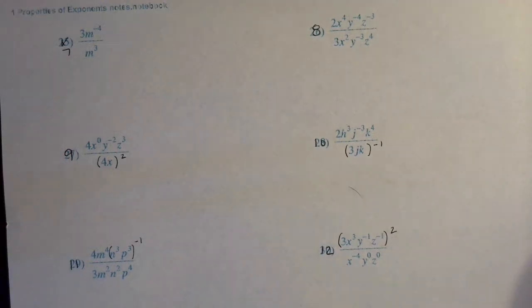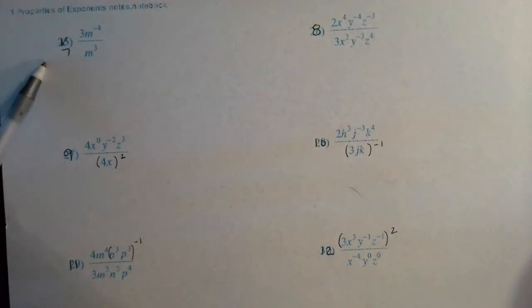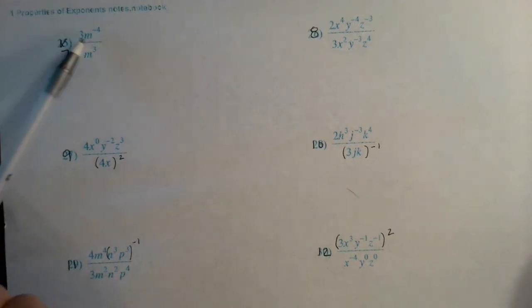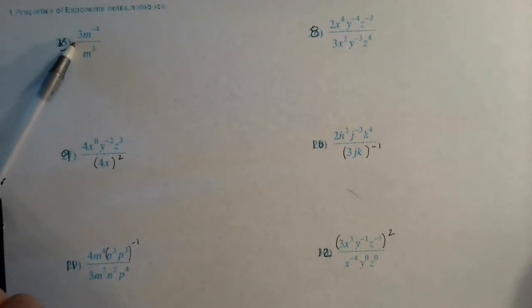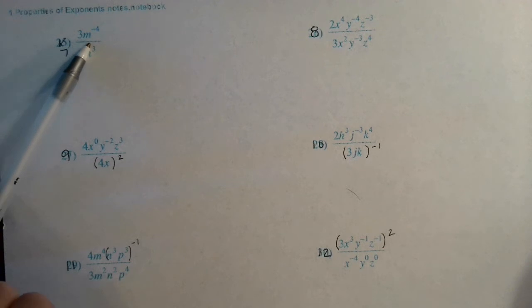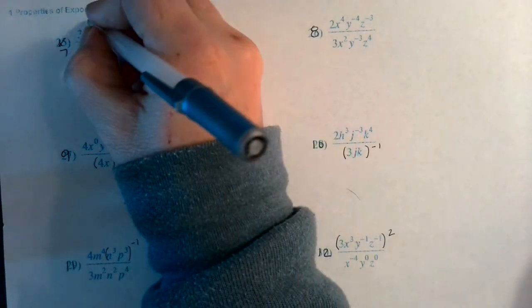All right, so I've got a few more examples to work through. So from number 7 here, I have one value that has a negative exponent. It's attached to the m, not the 3. The 3 has its own exponent of 1, which I don't see, but just the m has a negative exponent. So I'm going to move that down.